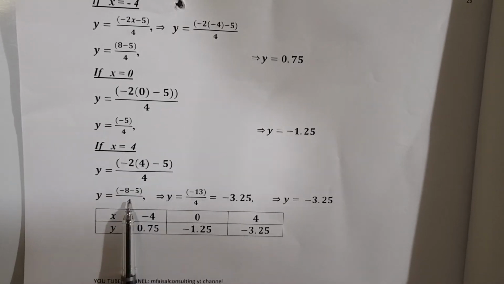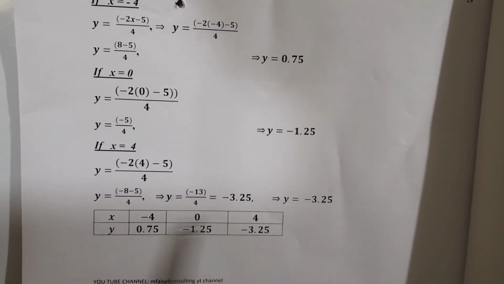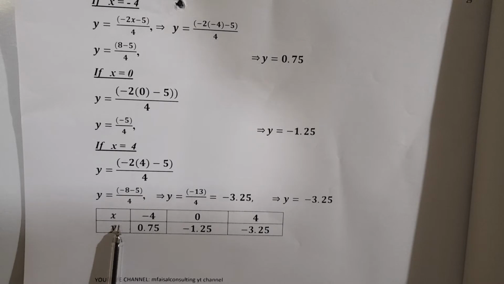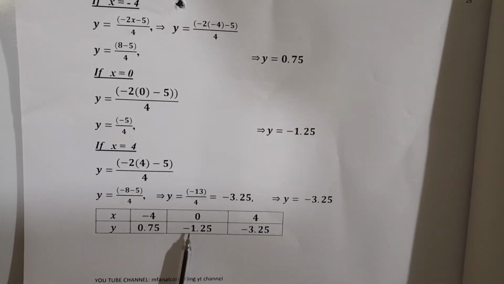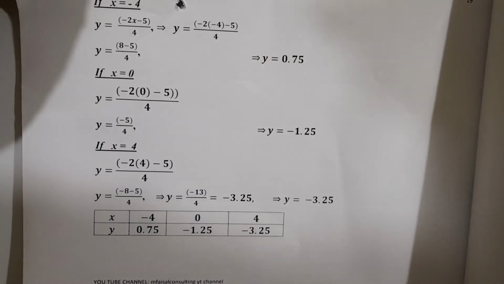Minus 8 minus 5 is minus 13. Minus 13 divided by 4 is minus 3.25. We have to complete the table. When x was minus 4, y was 0.75. When x was 0, y was minus 1.25. When x was 4, y was minus 3.25.